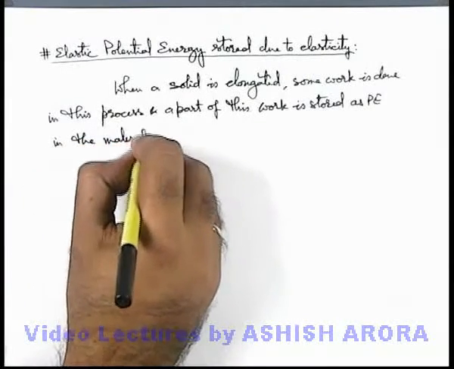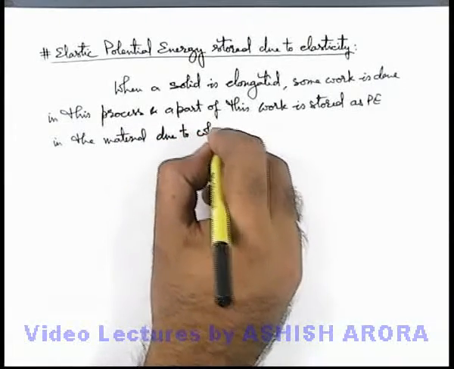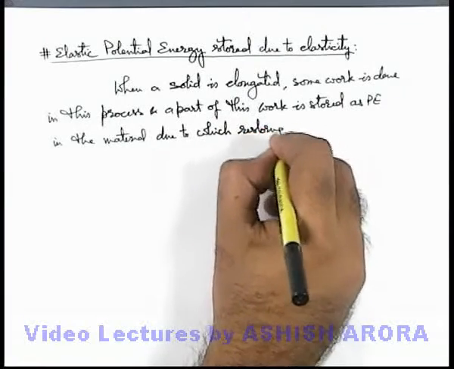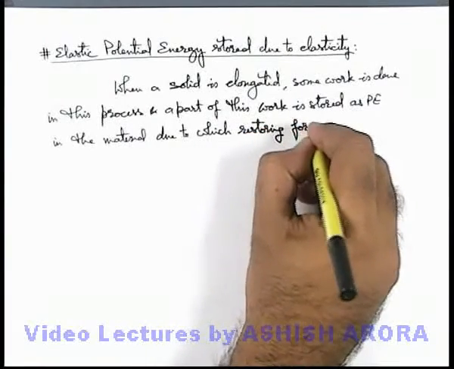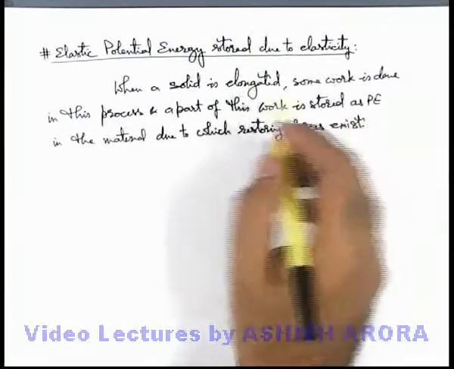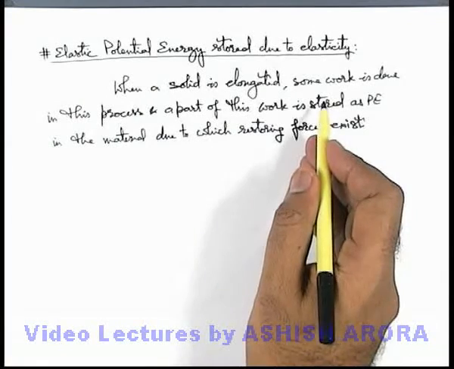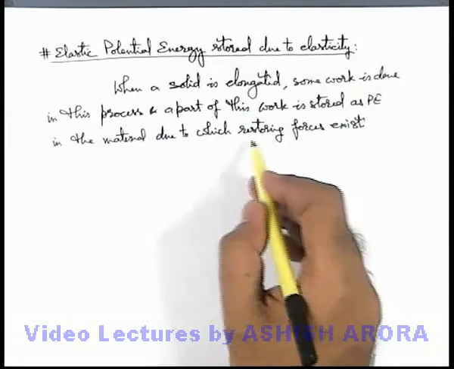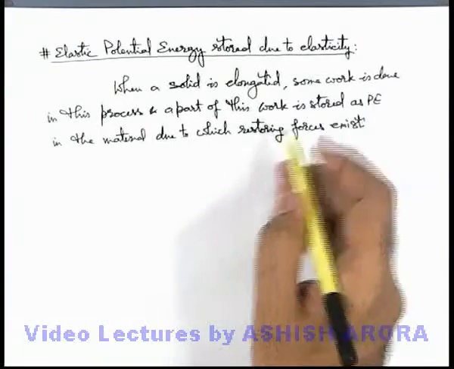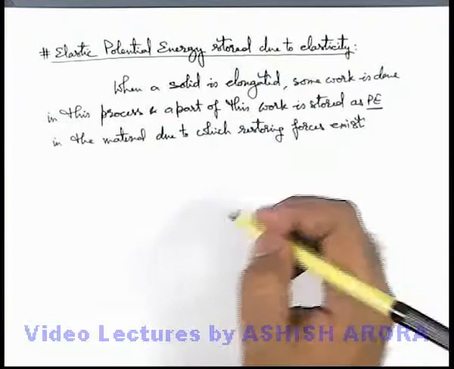in the material, due to which restoring forces exist. Or we can say when a solid is elongated, restoring forces oppose the elongation, and due to that opposition, restoring forces are doing negative work, and hence these are absorbing energy which is stored as potential energy or elastic potential energy in the material.